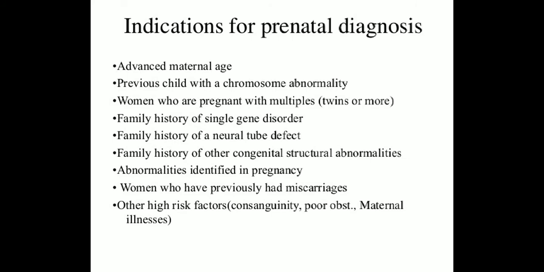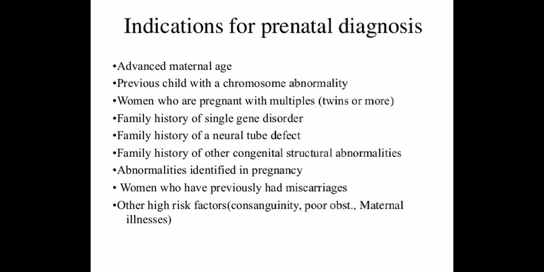The fourth one is family history of single gene disorder. While taking the history, while evaluating the couple or the lady, we have to ask whether there is any genetic disorder in the family, and then definitely we have to go for prenatal testing. The fifth one is family history of a neural tube defect. A neural tube defect is an abnormality in the spinal cord of the embryo or the fetus during the developmental stage inside the mother's womb. So if there is any family history of a baby with a neural tube defect, then we have to definitely go for prenatal diagnosis.